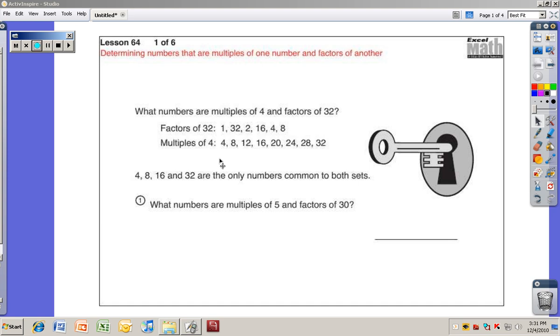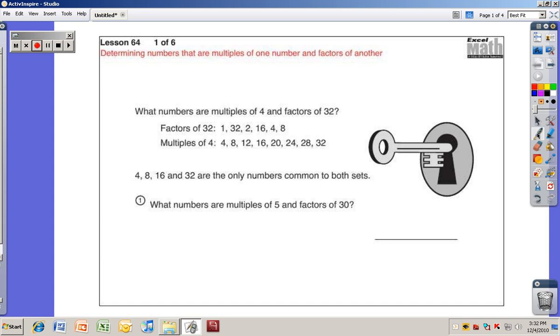All right, this is 6th grade Excel, lesson 64, determining numbers that are multiples of one number and factors of another. What numbers are multiples of 4 and factors of 32? This is basically taking two different ideas that you've already learned how to do, finding multiples and factors, and putting them both together into one lesson.